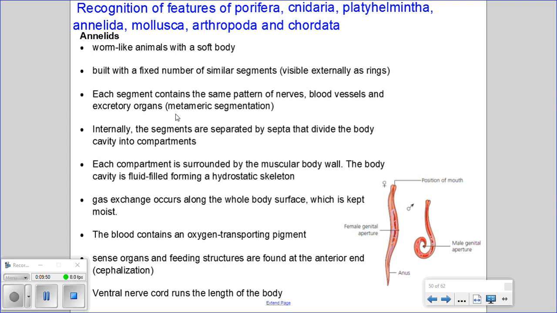Gas exchange occurs along the whole body surface, which is kept moist. And the blood contains an oxygen-transporting pigment. Sense organs and feeding structures are found at the anterior end, and this is referred to as cephalization. Basically, like you have a head structure. There is also a ventral nerve cord that runs the length of the body.